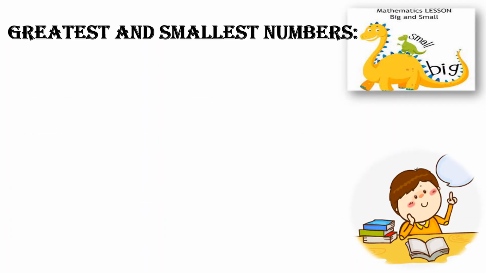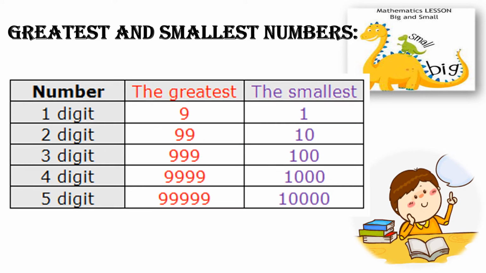Greatest and smallest numbers. The greatest one-digit number is 9. The smallest one-digit number is 1. The greatest two-digit number is 99 and the smallest two-digit number is 10. The greatest three-digit number is 999 and the smallest three-digit number is 100. Similarly, the greatest four-digit number is 9999 and the smallest four-digit number is 1000.